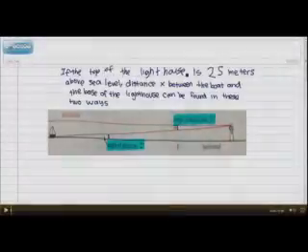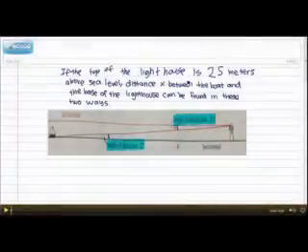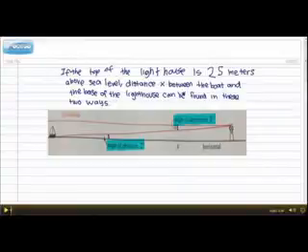If the top of the lighthouse is 25 meters above sea level, the distance x between a boat and the base of the lighthouse can be found in these two ways. In the diagram, the angle of depression is 2 degrees and the angle of elevation is 2 degrees.